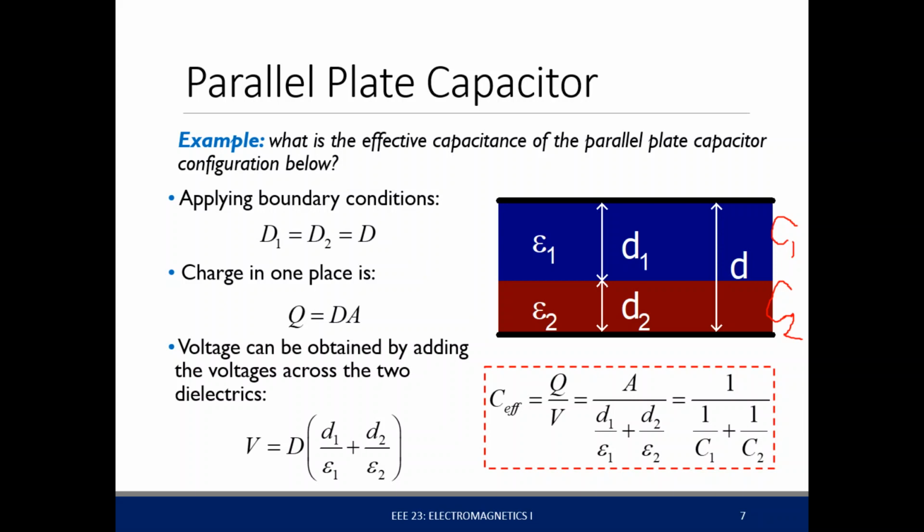So this capacitor is just two capacitances in series, as evident in this expression right here, which is actually your parallel formula, quote unquote, for resistors. But we know that for capacitors in series, the formula is kind of like the formula for resistors in parallel. Okay, so that's how you can view this problem. So that's for your parallel plate capacitor.